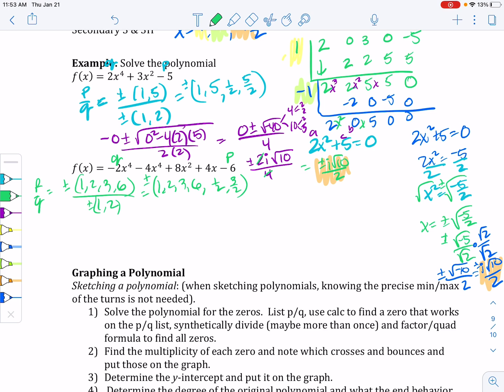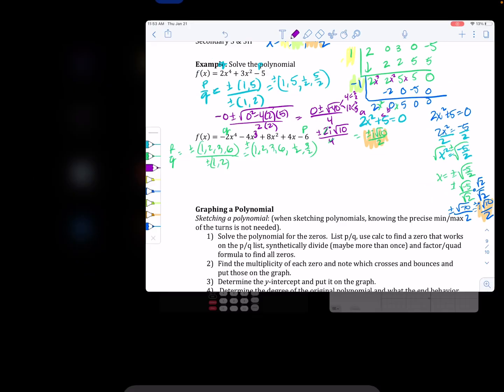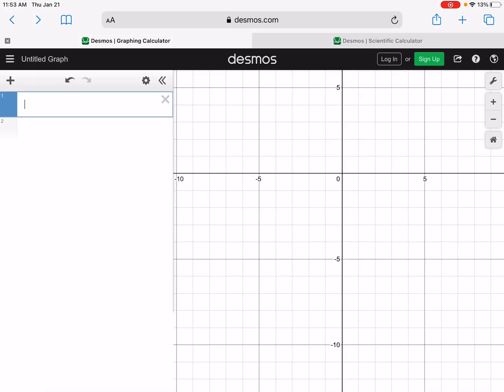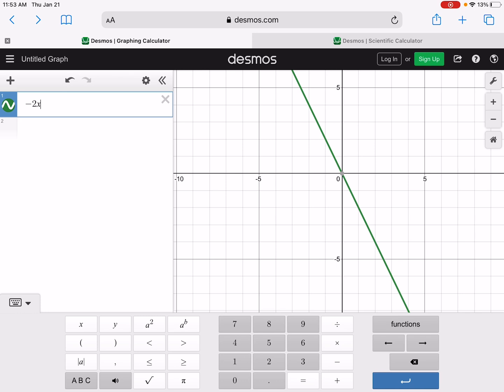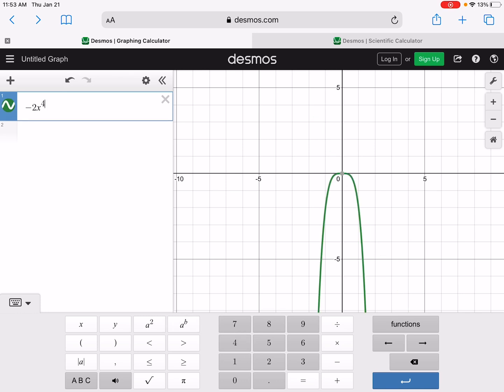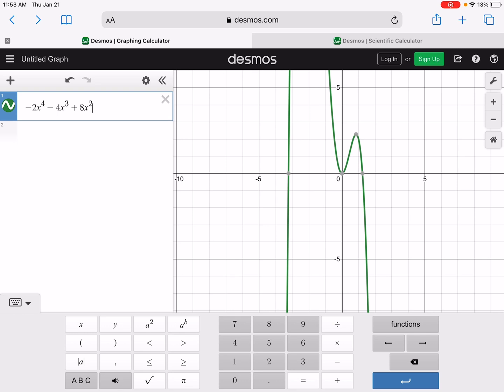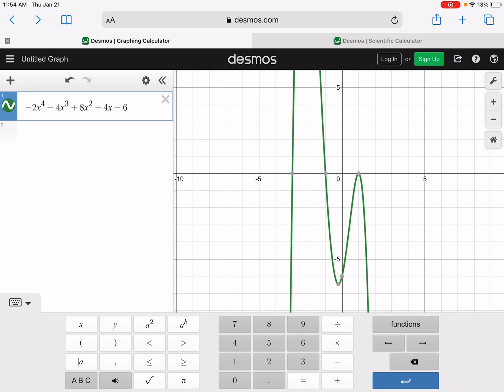So then we have negative 2, negative 4. Oh, also this should have been cubed. Plus 8, plus 4, minus 6. Okay, so if we go to our calculator, we're going to have negative 2x to the 4th minus 4x to the 3rd plus 8x to the 2nd plus 4x minus 6. Okay.